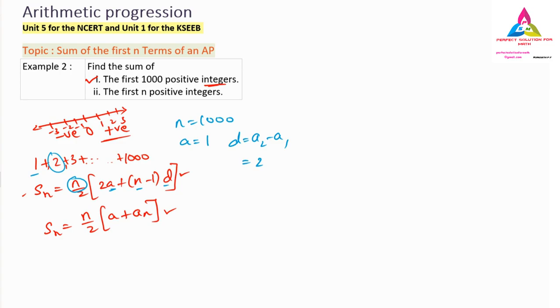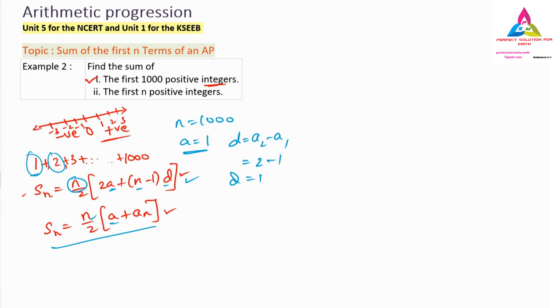2 minus 1, that is equal to 1. So d value is equal to 1. Like this way we can apply and we can solve by the first formula, or again we need the second formula we have. So n value is already told, that is 1000 terms we have.